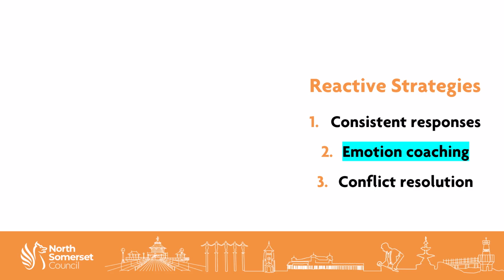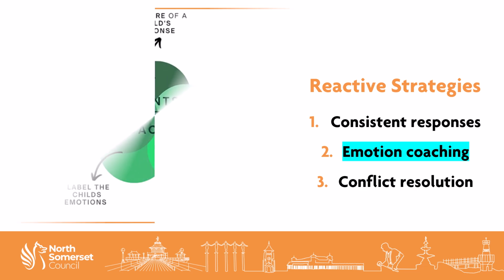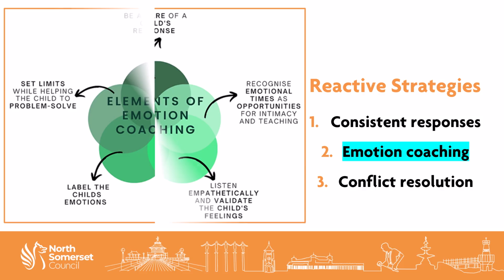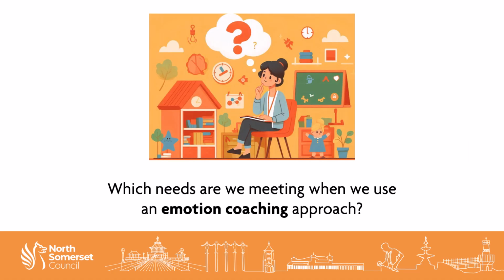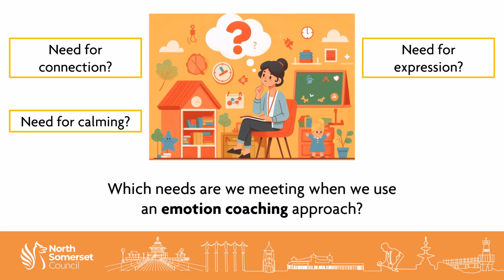There are lots of online resources which explain emotion coaching in more detail, but it basically involves a step-by-step approach to responding to big displays of emotion, starting with noticing the emotion, empathizing with it, saying it's okay to feel that way, giving a label or name to the feeling, and helping a child come to a solution for coping with it. So reflecting on that key question again, we might say that emotion coaching meets children's need for connection to the adults in their setting, or their need for self-expression, or need for calming and emotional regulation, or maybe their need for security and trust in adults.